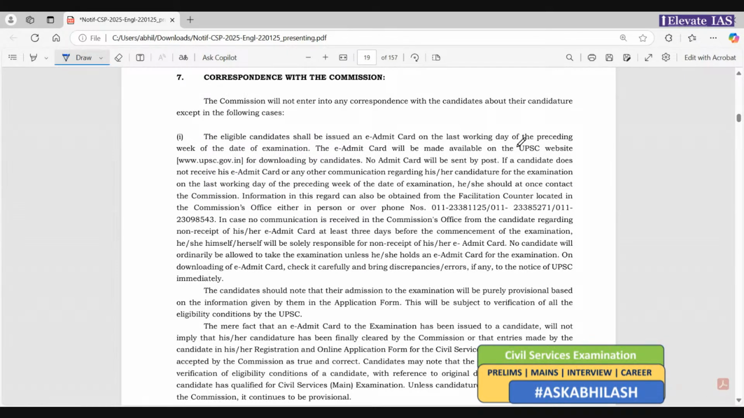So e-admit card will be issued, like I told you, around 17th of May, and that is the only thing you will get. All the details are there of how to reach out to the commission.